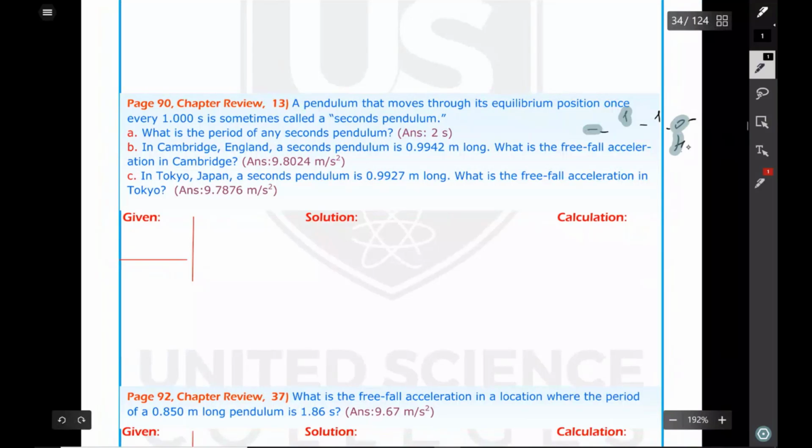Teacher, yes, please. So the pendulum is usually called a seconds pendulum. Yes, the name is seconds pendulum. It counts in seconds. Seconds pendulum means it counts in seconds. Because it counts in seconds, that's why we call it seconds. It's not first, second, third. It counts in seconds, that's why it's called a seconds pendulum. Okay.